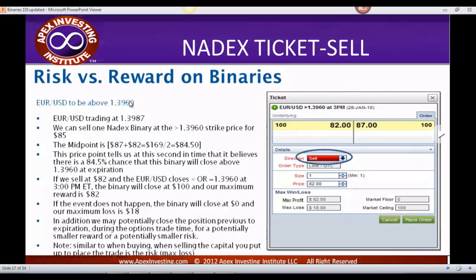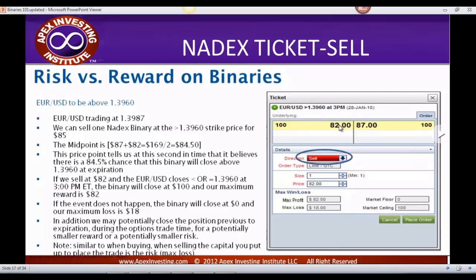But I think the market's going to go down. Or I see on my strategy or system it's already going down. And I think by 3 o'clock it's going to be below 39.60. So we can sell one Nadex binary, 39.60 strike price. We can sell it for right here, $82. Okay, so if we sell it at $82 and the euro dollar closes below 39.60, our max profit is $82.